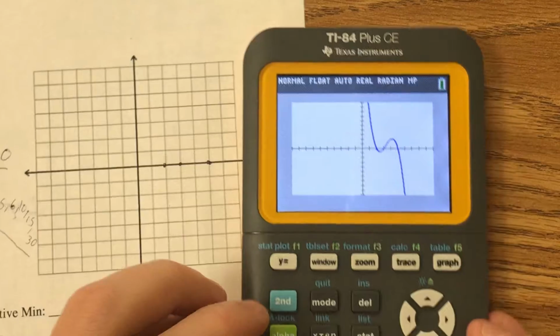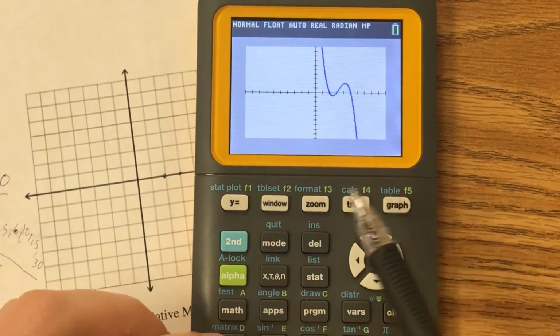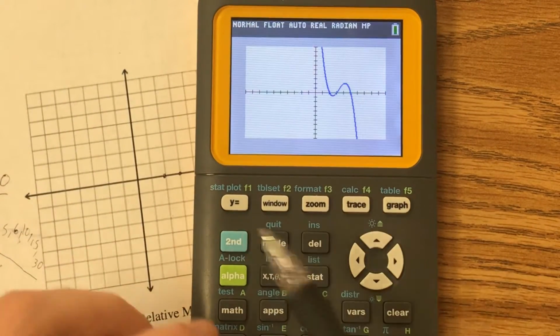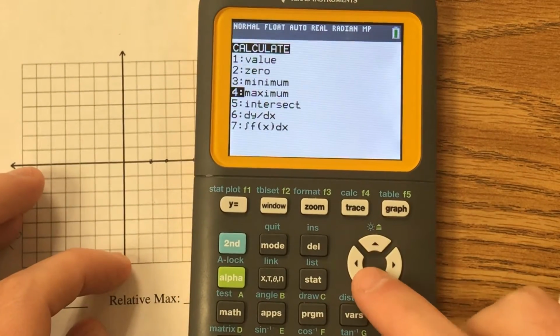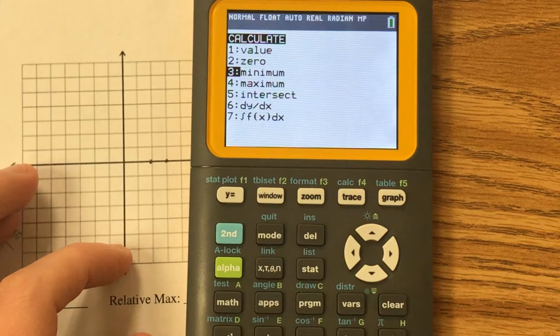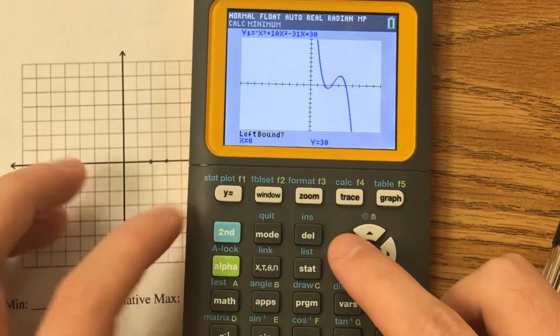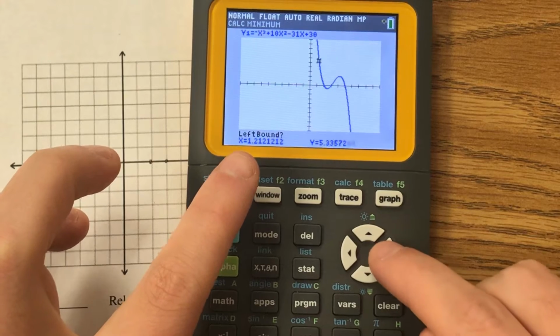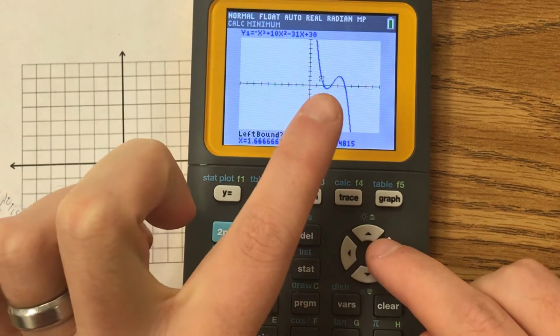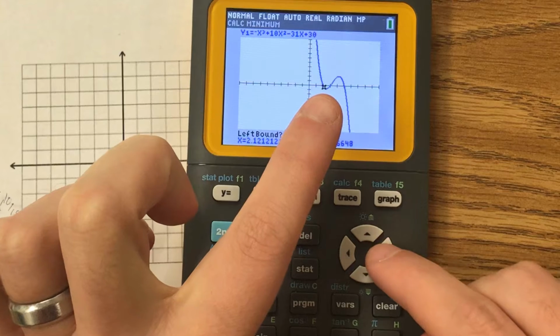So the way you do that on a calculator is you go to calculate, which is on the trace button. So you go second trace, and we can find the minimum first. Let's just go to minimum and press enter. And it's going to ask for 3 things. Right now it's saying for the left bound. I kind of need to find this thing first. There it is. So we know the minimum is right where my finger is, right there.